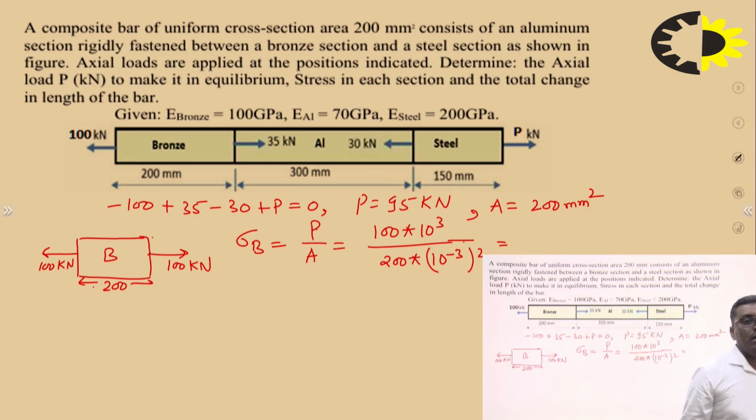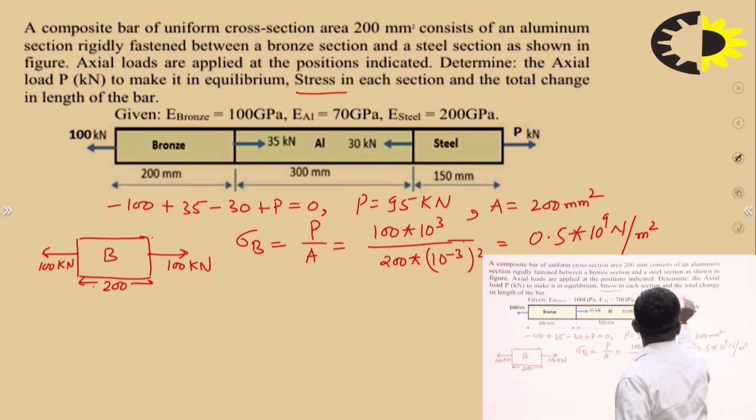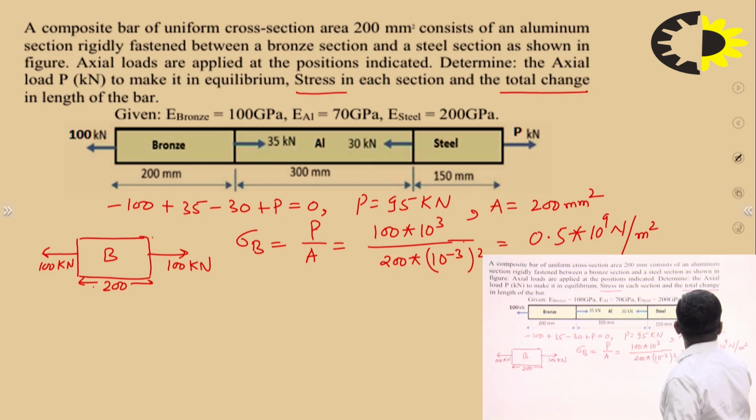Can you make the calculation for finding out the stress? Yes? Why not? So how much is it? It is 0.5 into 10 to the power 9 Newton per meter square. Now for finding out the change in length, stress is done. We need the total change in length, which by the principle of superposition will be the sum of delta L1 plus delta L2 plus delta L3.